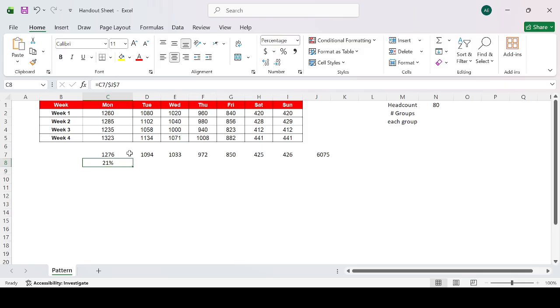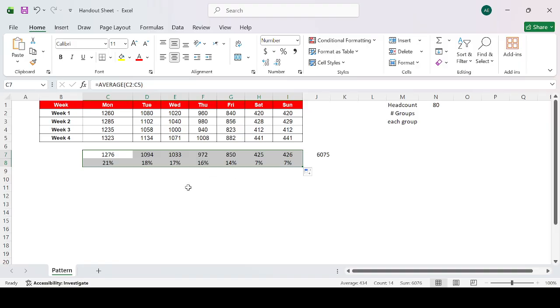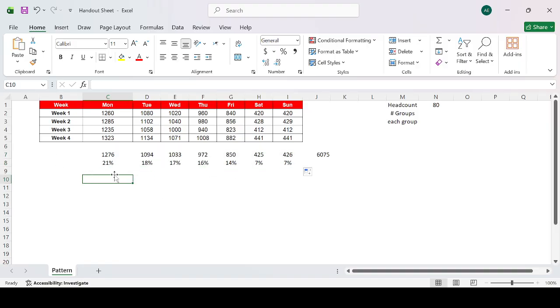So right now we know that the volume of each Monday represents around 21% of the total volume of the week. Let's drag the formula across the days, and now we have the full week percent or ratio. Now Mondays 21%, Tuesdays 18%, Wednesday 17%, Thursday 16%, and so on. So that's step number one, to get the percentage or the ratio of each day's volume from the total volume of the week.